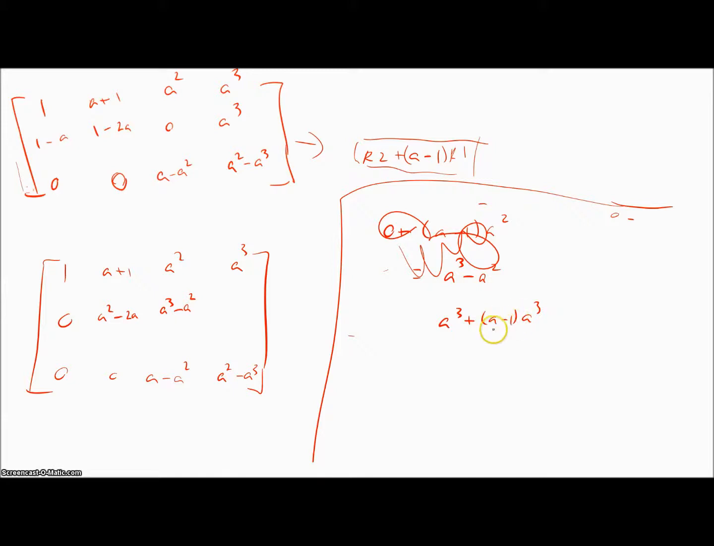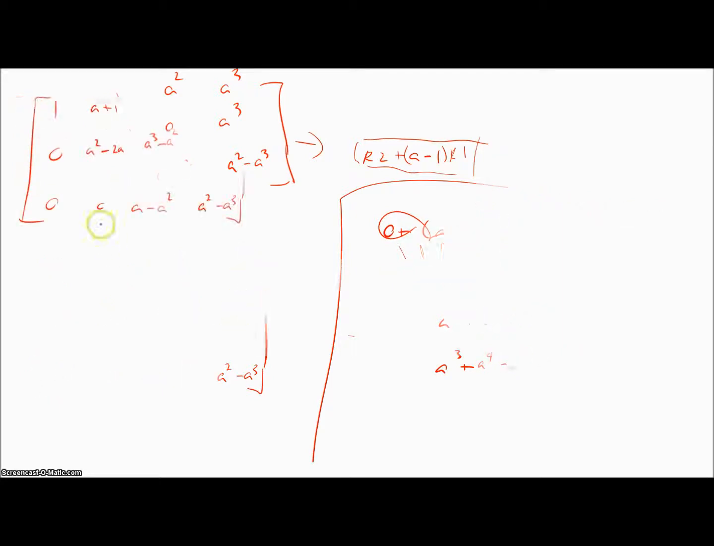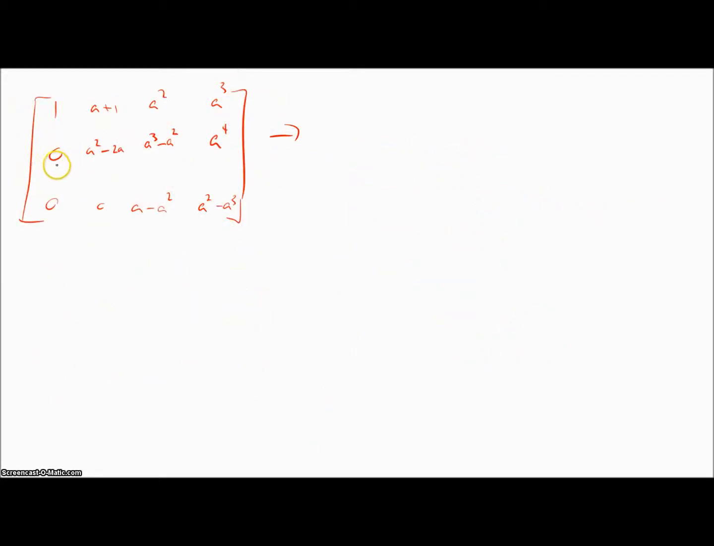There's more than one way to slice that, but basically it's a cubed plus a to the 4th minus a cubed. A cubed minus a cubed, I get a to the 4th. Okay, now that we've got a 0 here, I want to pivot off of this point. So I'm done with pivoting here.